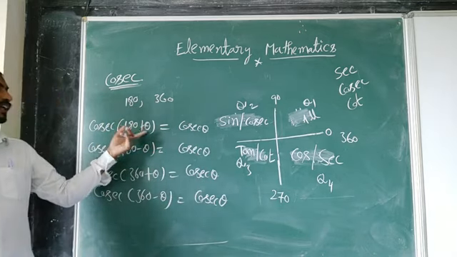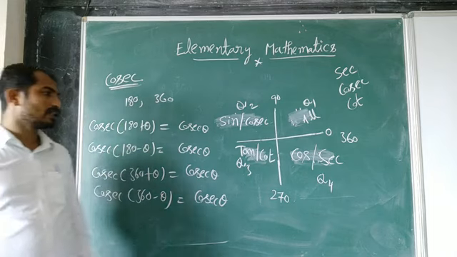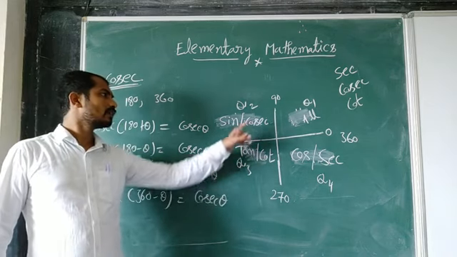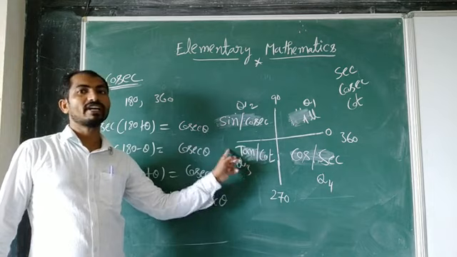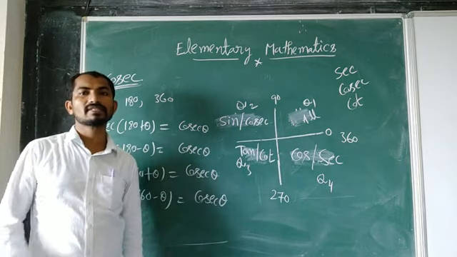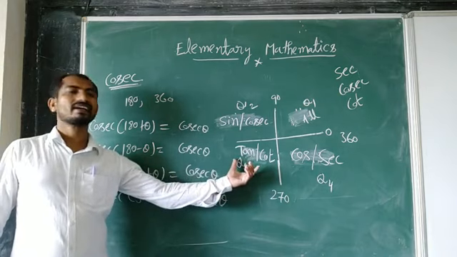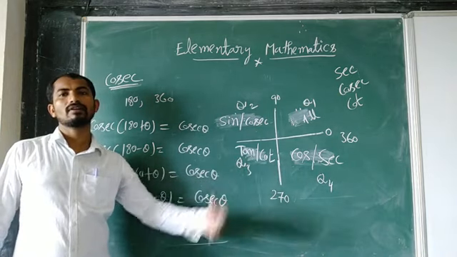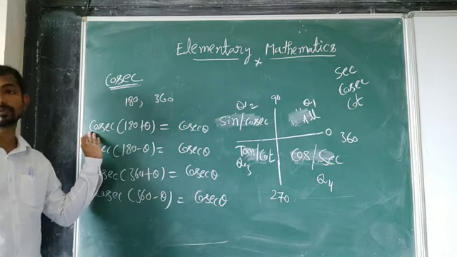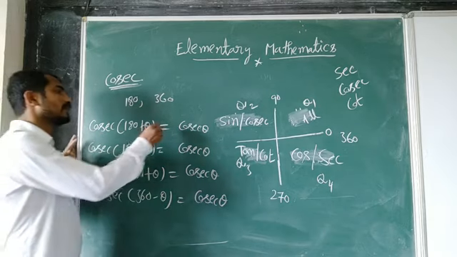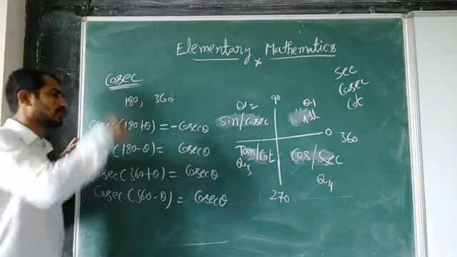Now 180 plus theta. 180 plus theta means which quadrant? 180 plus theta means the third quadrant. In the third quadrant, what are the positive values? Tan and cot are positive. But what is our base function? Cosec. Cosec is not positive, so it will be negative: minus cosec theta.